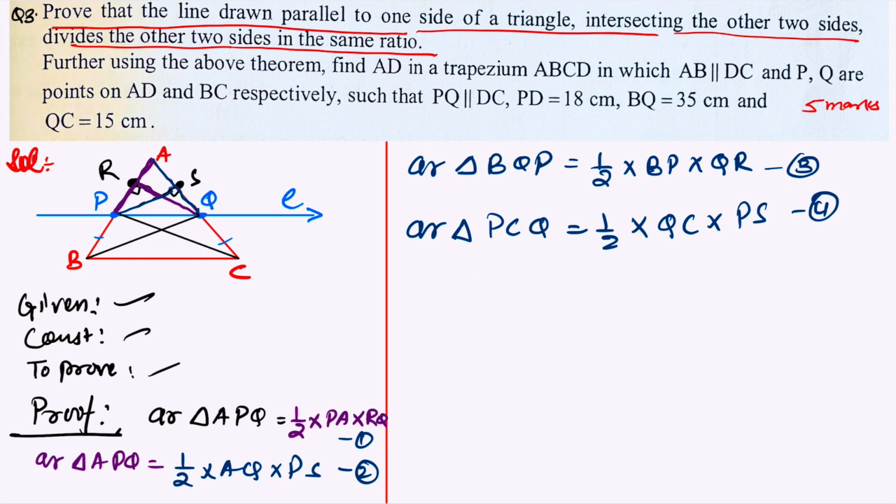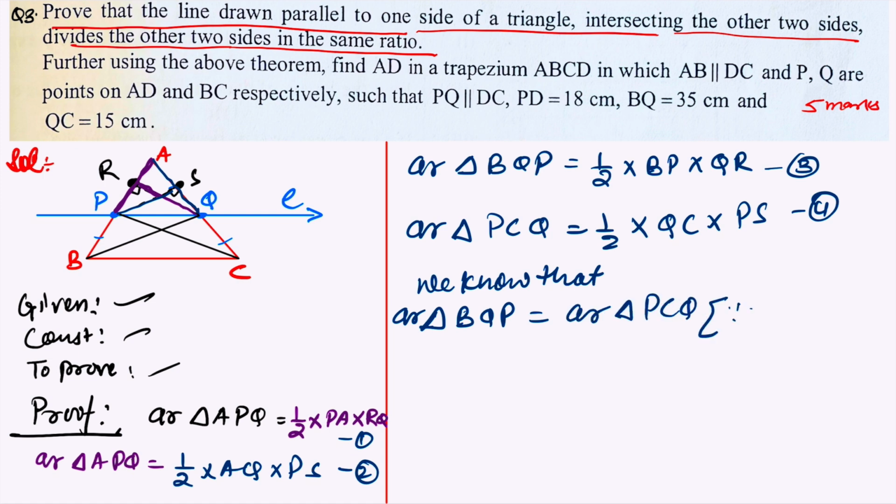Okay, and now what we know is these two triangles BQP and triangle PCQ both have the same base and are between the same parallels. Getting my point? So the area of both triangles will be equal. We know that area of triangle BQP is equal to area of triangle PCQ.